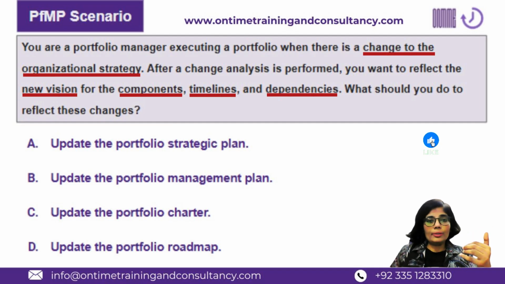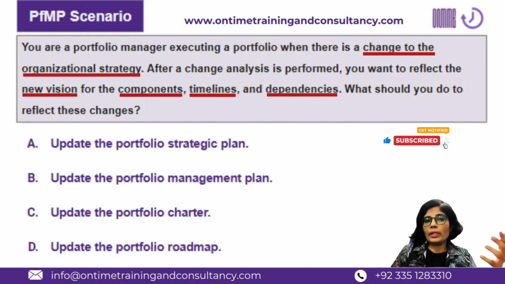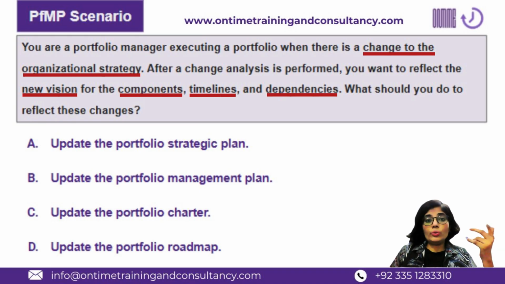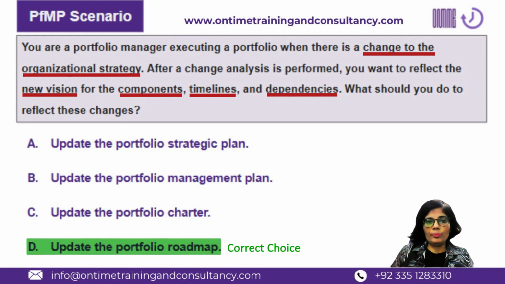So we know that the strategic artifact which represents all of this, the timelines, milestones, dependencies, key deliverables, visual representation of your components, strategic direction, is not a strategic plan, it's roadmap. D is the right answer to this question. Why not A, B, C?